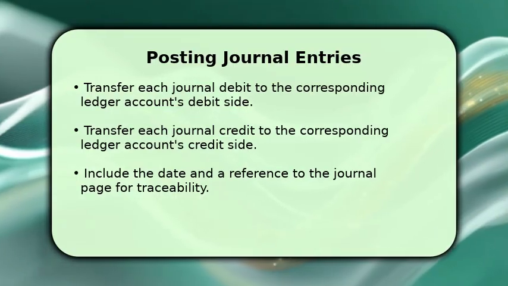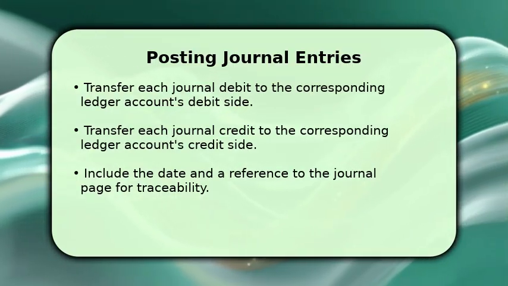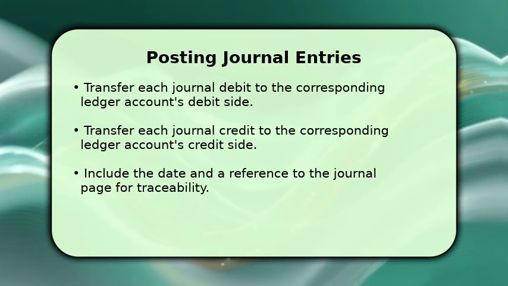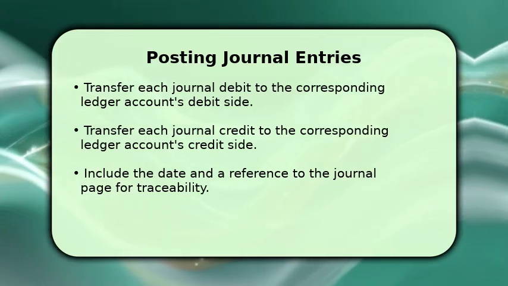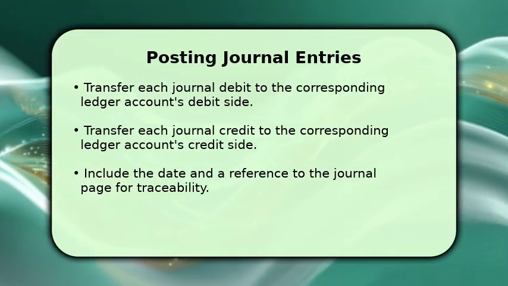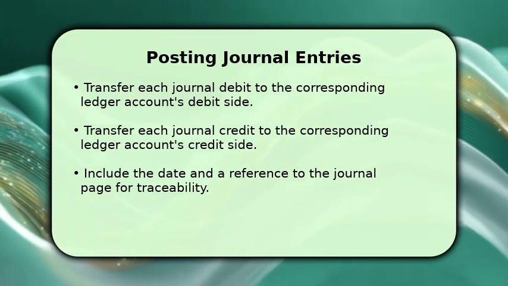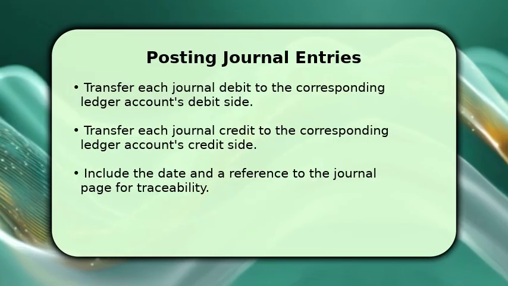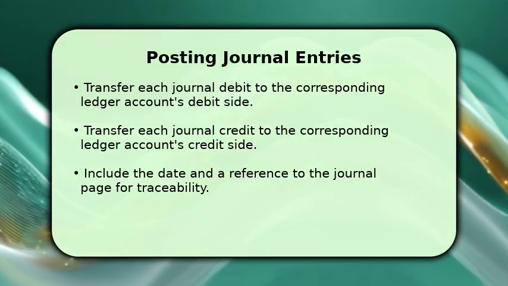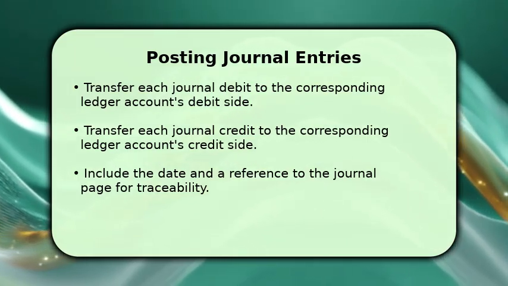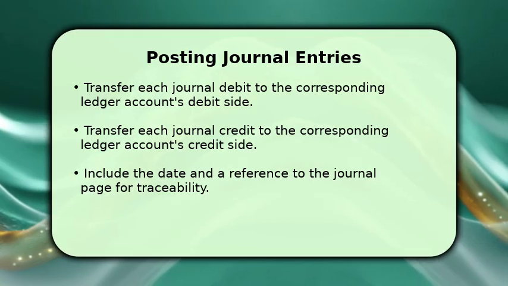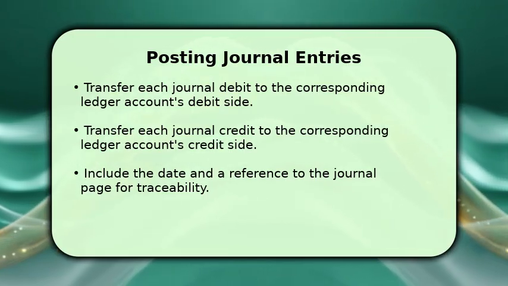Now, let's move from the journal to the ledger. For every debit recorded in your general journal, you'll transfer that exact amount to the debit side of the respective account in the general ledger. Similarly, each credit from the journal goes to the credit side of its corresponding ledger account. Remember to always include the date and a journal page reference for easy cross-referencing and auditing.